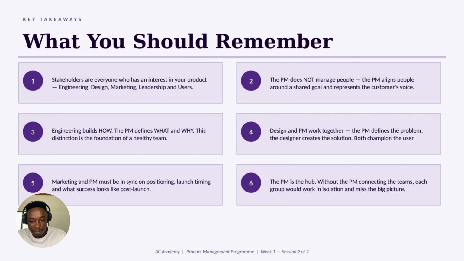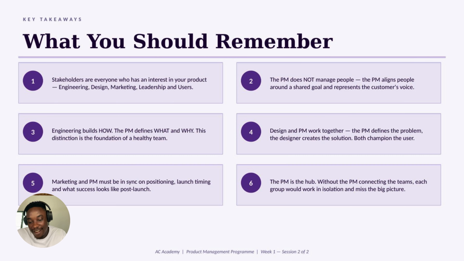Fifth is marketing and product manager must be in sync on positioning, launch timing and success metrics. You all have to keep each other updated. You have to be in sync. And last but not least, the product manager is the hub. Without you connecting the teams, each group will actually work in isolation and miss the big picture.